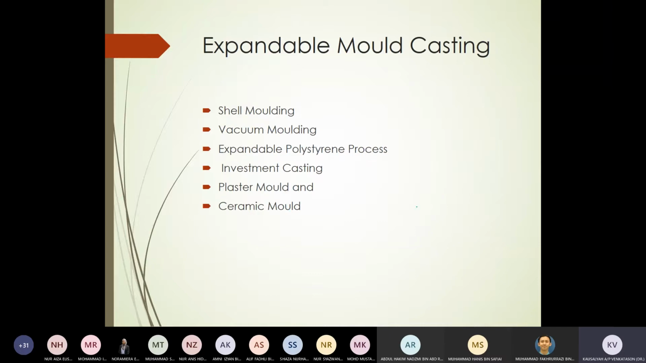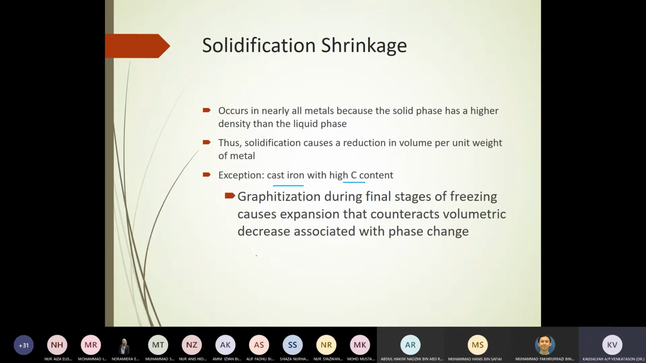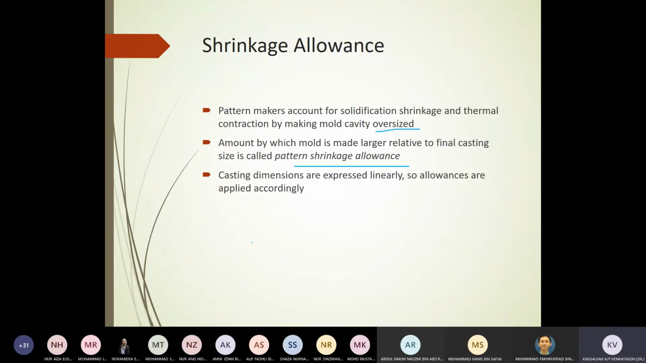Now we are going to go into different expandable mold casting. In sand mold casting itself, the concept of solidification was described. This concept is applicable across all other casting procedures, so this is one thing we need to understand. The shrinkage factor that takes place is also described here.